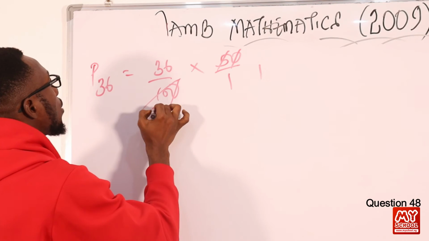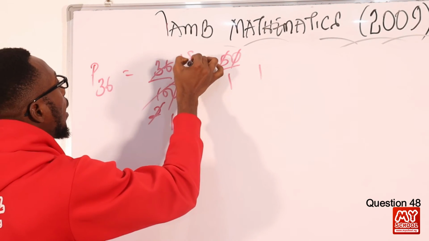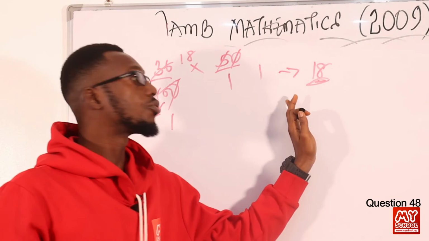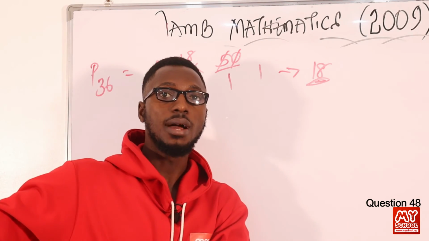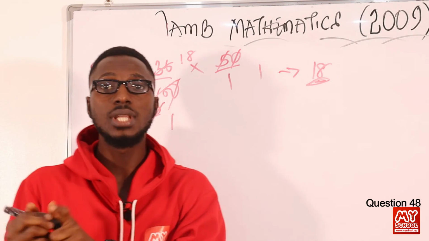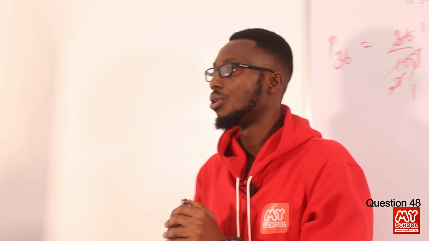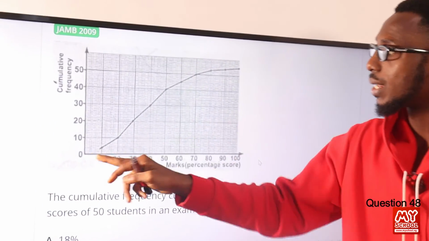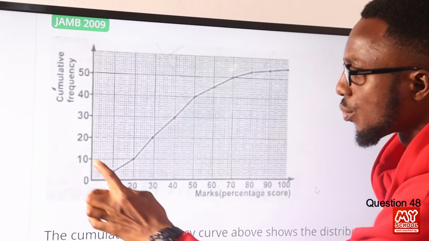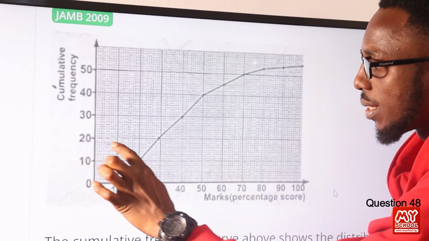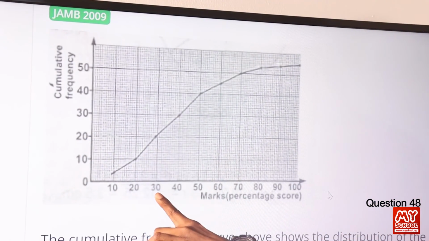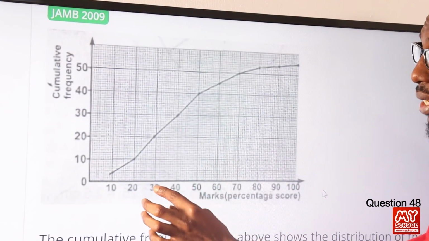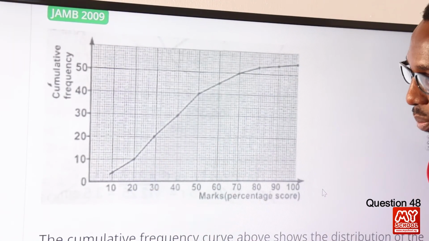5 ones are 5, 5 twos are 10, 2 ones are 2, 2 ones are 18. So we have 18. So if we trace 18 to the other side of the graph, let's see what we get. So let's use 18 to hunt for the percentage. So we are finding the 36 percentile. So we've located it as 18 on the cumulative frequency. So what is closest to 18? This is 20. If you trace 20, it amounts to 30%, right? So the closest to 30% should be 20-something percent. What do we have there?